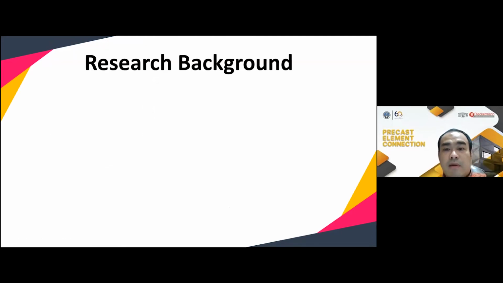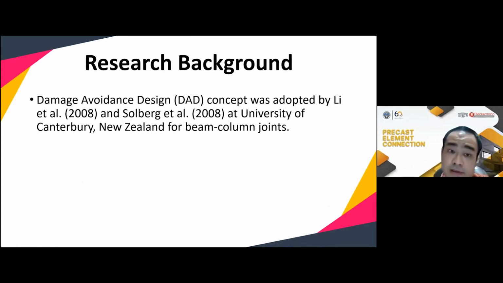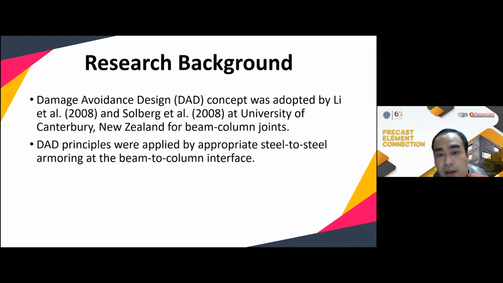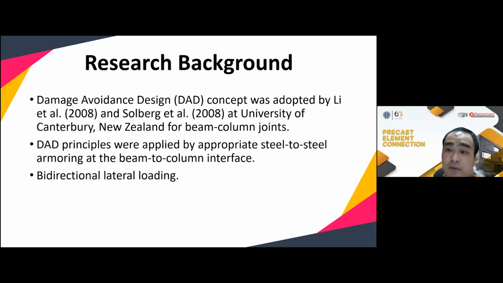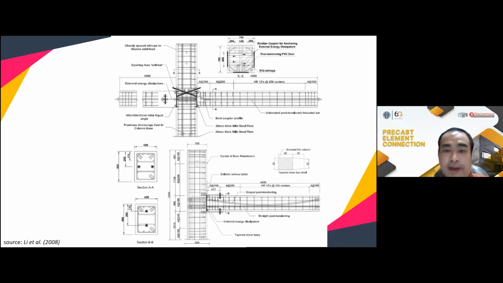After this, Professor Mander, when he was at the University of Canterbury, continued the research with his team, Lee and Solberg. They extended this damage-avoidance concept to beam column joints. They also applied steel-to-steel armoring at the beam-to-column interface, and they did bidirectional lateral loading. So they simulate the earthquake in two directions, north-south and east-west.